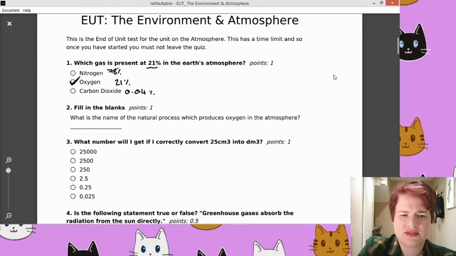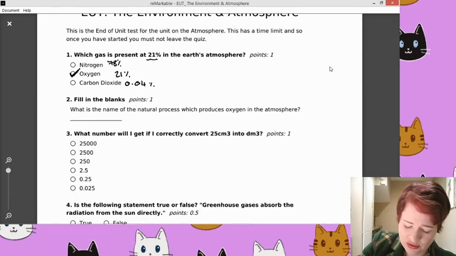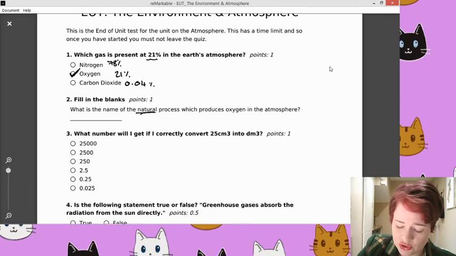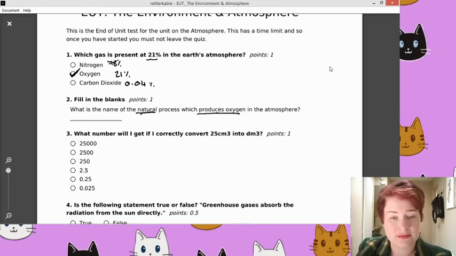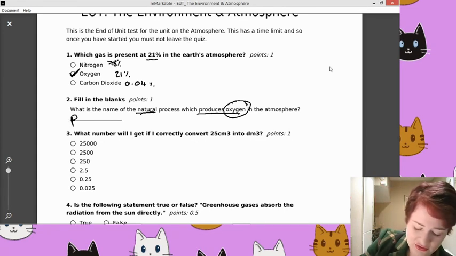So, next one is fill in the blank. Natural process which produces oxygen in the atmosphere. Now, a lot of natural processes produce carbon dioxide, or even sulfur dioxide in some cases. One of the only ones that produces oxygen is the one that plants do, and it is photosynthesis.